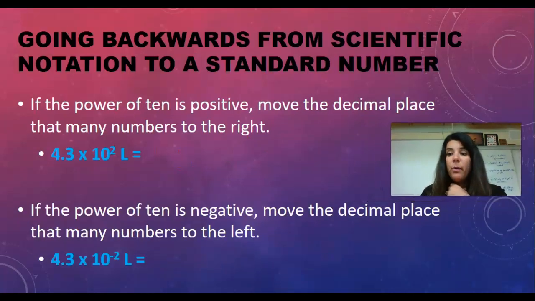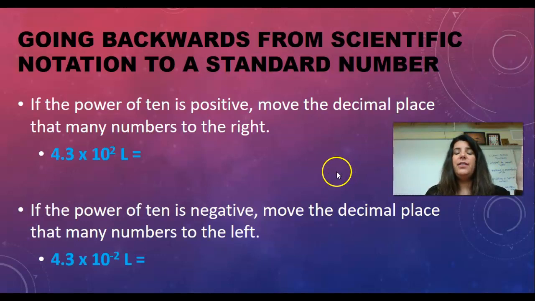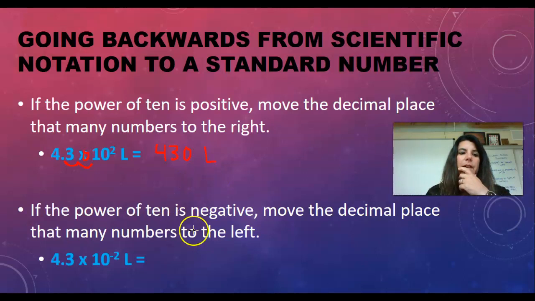Now, you can work backwards in this process too. If you're given scientific notation, you should be able to convert it to a standard number. Again, if the power of 10 is positive, you're going to move the decimal place that many places to the right. So we have 4.32 here. We're going to move the decimal place to the right 2 spots, 1, 2. Fill in where the 0 would be, so your answer would be 430 liters.